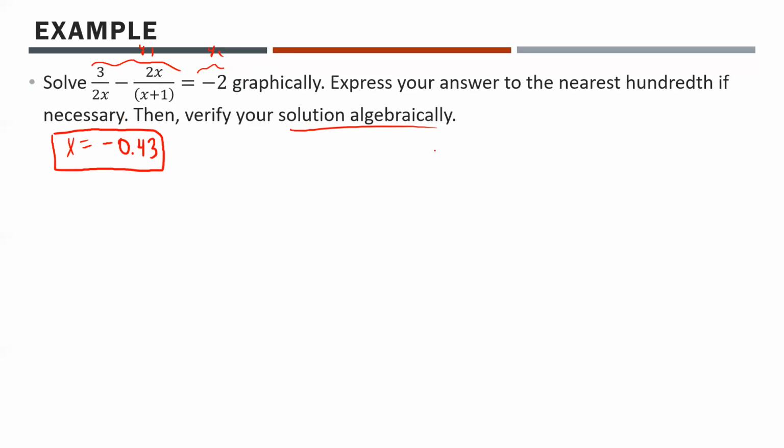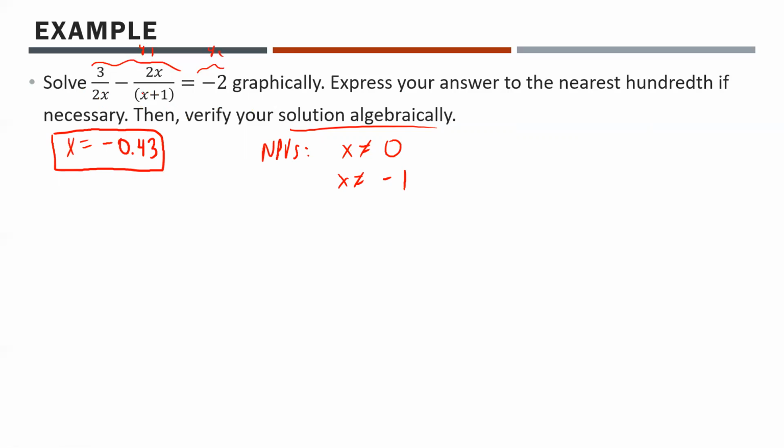Now they want us to do this algebraically. It's kind of backwards how they do this. Usually they say do it algebraically and then verify it graphically. But whatever. To verify the solution algebraically, first things first, we should list our NPVs. Our NPVs in this case, just judging by where we're dividing by 0, are x cannot equal 0 and x cannot equal -1. Just get those out of the way first.